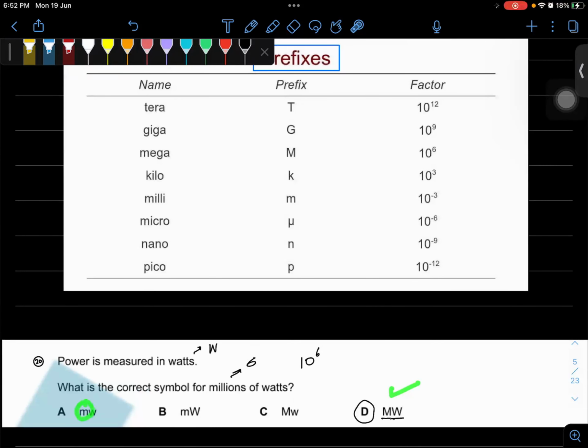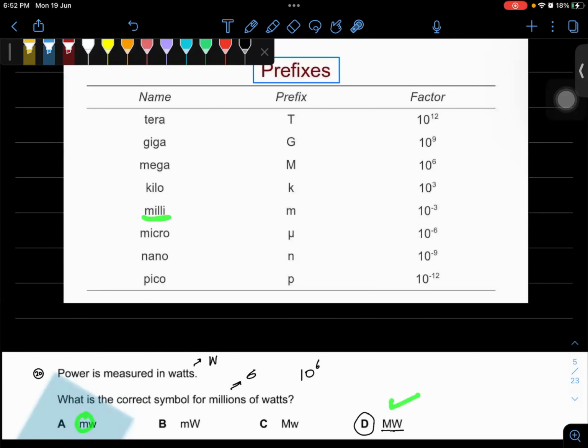ये small m किसका symbol है? Small m is for milli. That is why this is wrong.